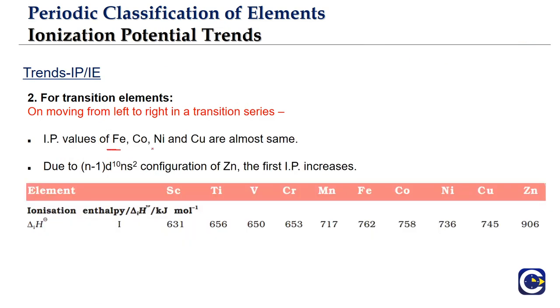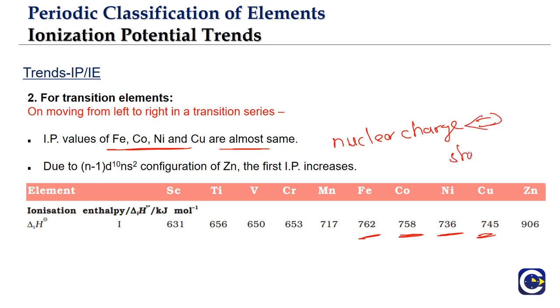Whereas when we look at iron to nickel, where is iron? 762, then 758, 736 and 7, almost comparable. They are almost comparable, which means what? The increase in the nuclear charge, step by step we are increasing it. Increase in nuclear charge is offsetting the shielding effect. Means shielding effect and increase in nuclear charge are able to balance it out.